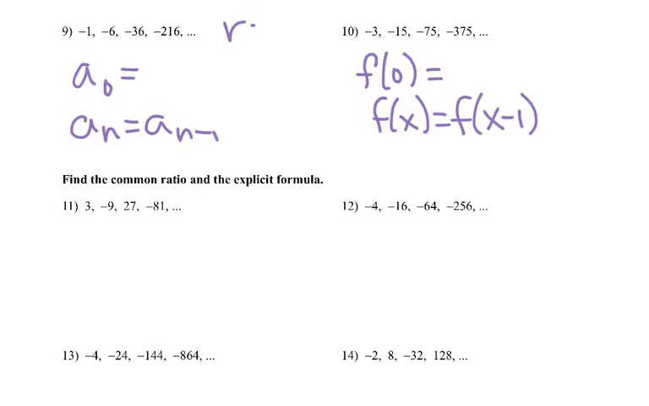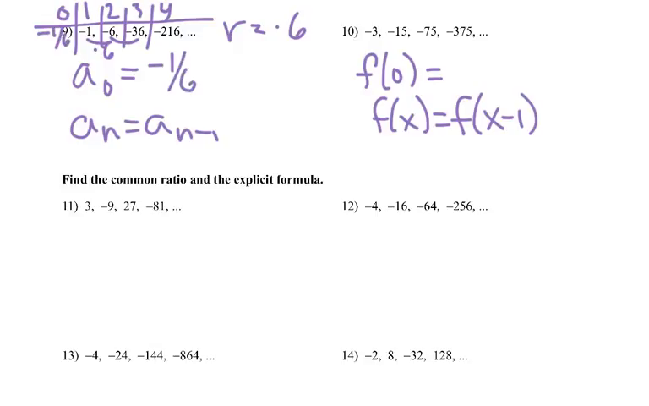Okay, so what's my ratio? So my first term, second term, third term, fourth term, I want to go back to the 0 term. 1 to 6, 6 to 36, we're timesing by 6. The ratio is timesing by 6. Going backwards would be negative 1/6. So where did we start? Negative 1/6. How's it growing? Timesing by 6.